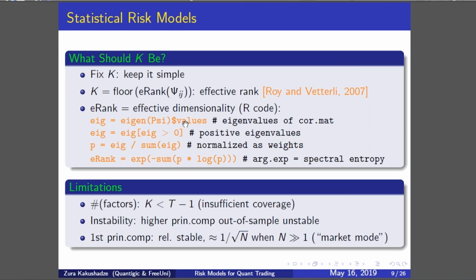So the higher principal components are unstable. The first principal component is relatively stable. As a matter of fact, when n is relatively large, your first principal component is approximately 1 over square root of n. And the reason why is because the first principal component basically describes the market mode, the movement of your stocks in your universe as a whole. So the first principal component is relatively stable, but the others are not. And so that instability is there in your factor model.